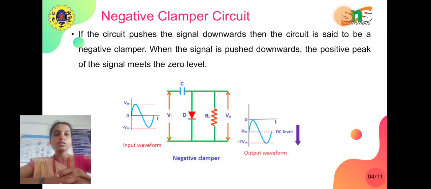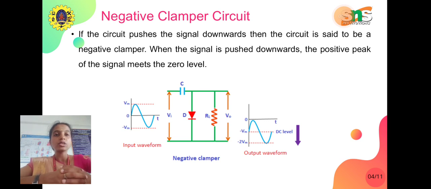Hi, in this video we are going to see about negative clamper circuit. We have two types of clamper, that is positive clamper and a negative clamper. We have told in another video that a positive clamper will shift the input wave into its positive side. That is called the positive clamper circuit. And here we are going to see about the negative clamper circuit.